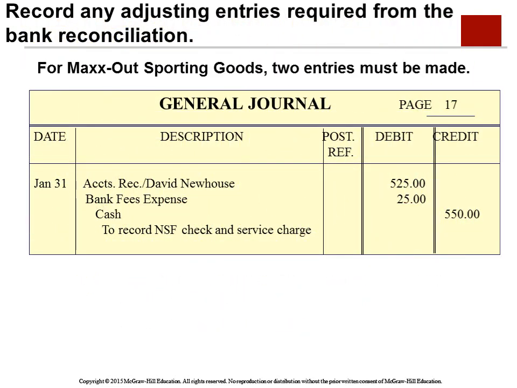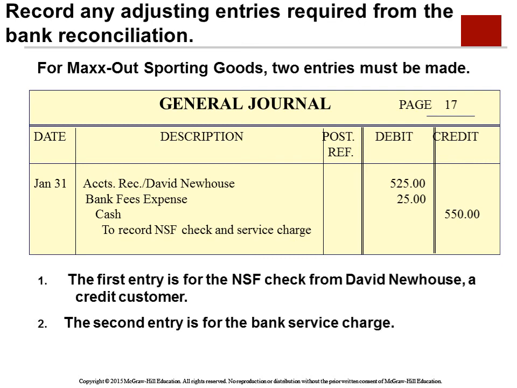So how do we make an entry? Let me give you an example of something that showed up in our bank statement that didn't show up in our books. So the first transaction is an NSF check from David Newhouse. He's a credit customer. NSF means insufficient funds. When he wrote us a check, we said cash goes up on the debit side and accounts receivable goes down on the credit side because we received the check.